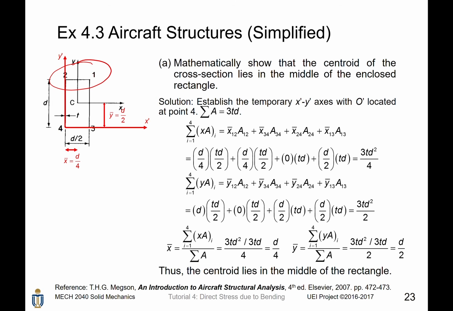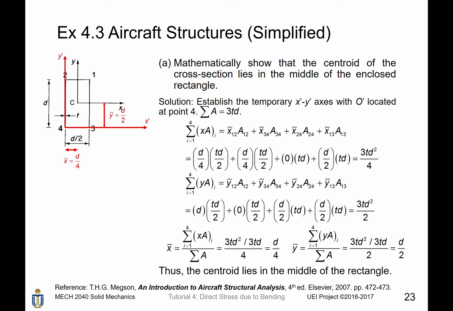The average value of x is d over 4 for 1, 2, d over 4 for 3, 4, 0 for 2, 4, and d over 2 for 1, 3. The areas of 1, 2, and 3, 4 are both td divided by 2, whereas the areas of 2, 4, and 1, 3 are both td. The first moment of area of this rectangular cross-section about the y prime axis is given by 3td squared divided by 4.